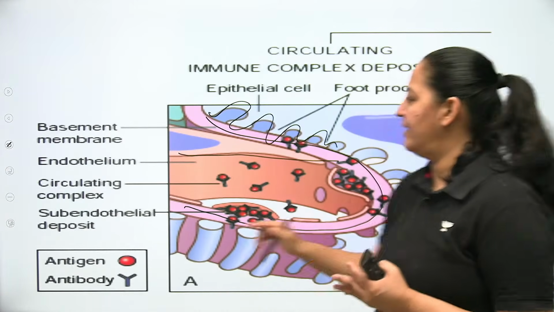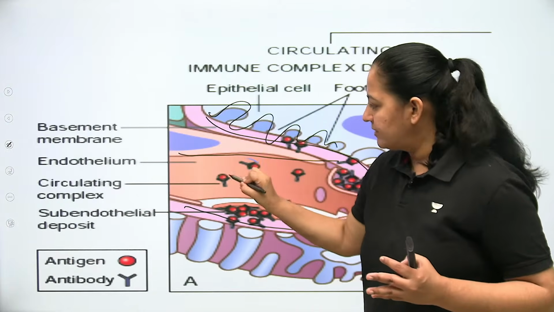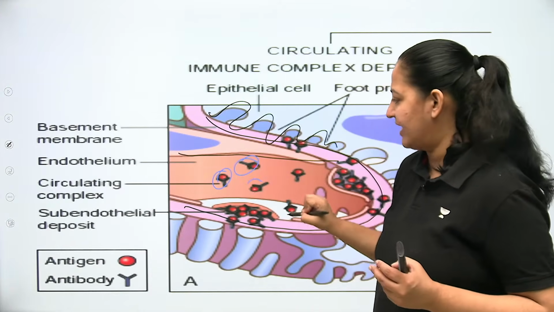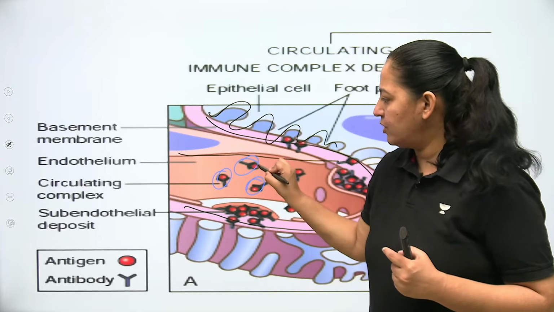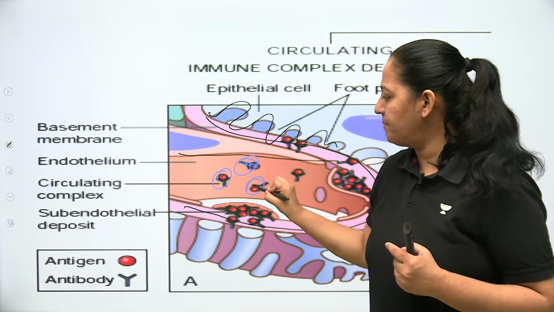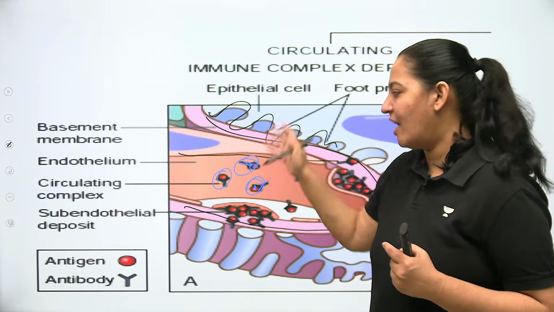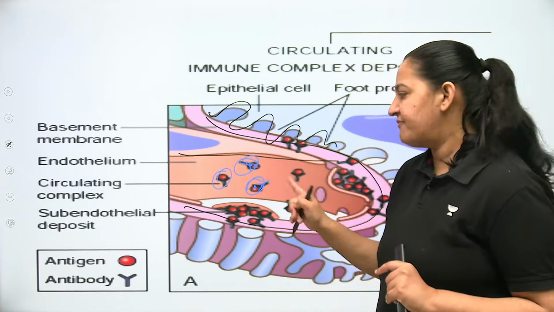In the lumen of the capillary, can you appreciate this thing? They are present already in blood, in the lumen of the capillary. So the red is the antigen, black is the antibody. You can appreciate multiple antigen antibody complexes. They are already formed in the blood, in the lumen of the capillary. So this is the first scenario.